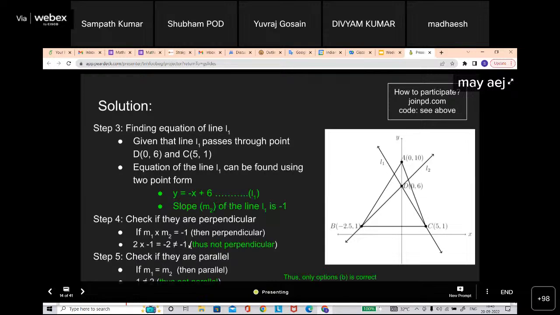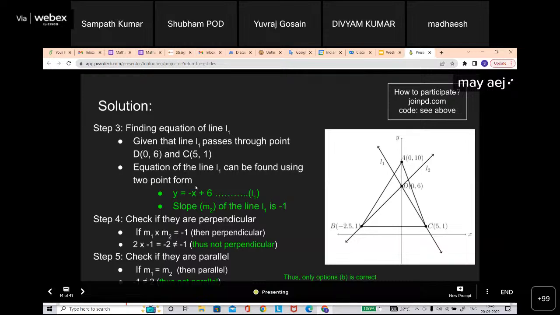Now the next one. Once you find the coordinates of point D, then using the 2-point form you get line L1. L1 passes through point C and point D, and C is already given in the information as 5, 1, and D you just calculated as 0, 6. So using the 2-point form you can get the equation of line L1, which is this one. How will you get this?